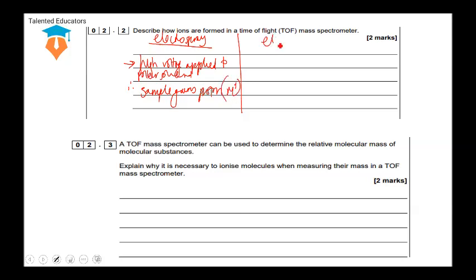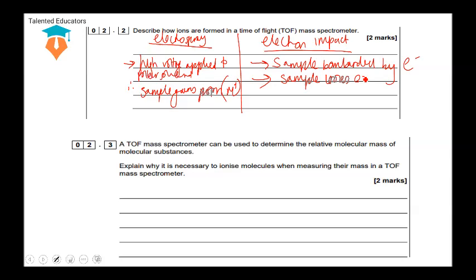Go with the other one, which is electron impact. This would be different as the sample is bombarded by electrons, or an electron gun. Therefore, the sample loses an electron. Simple.